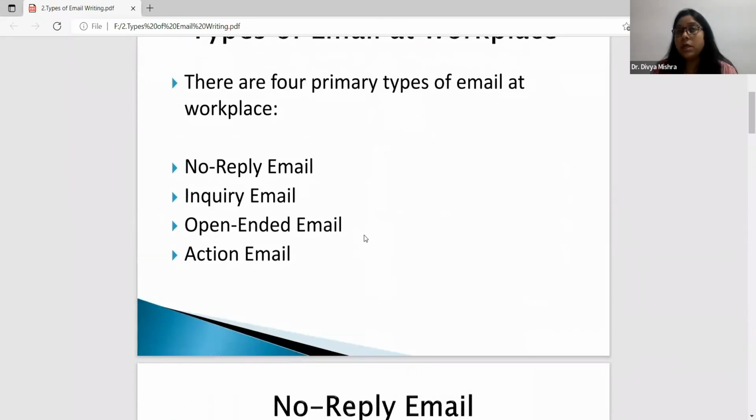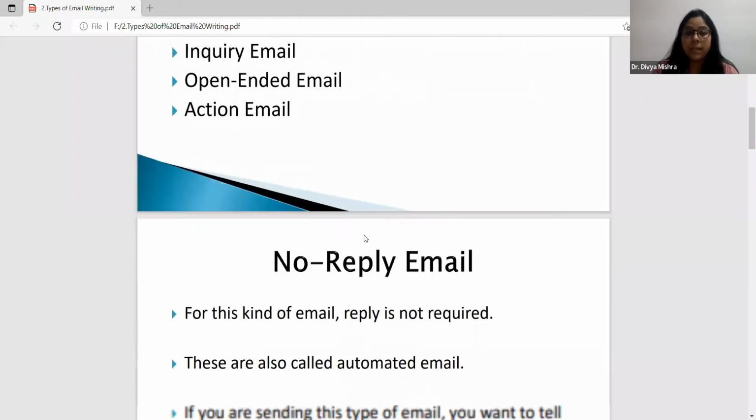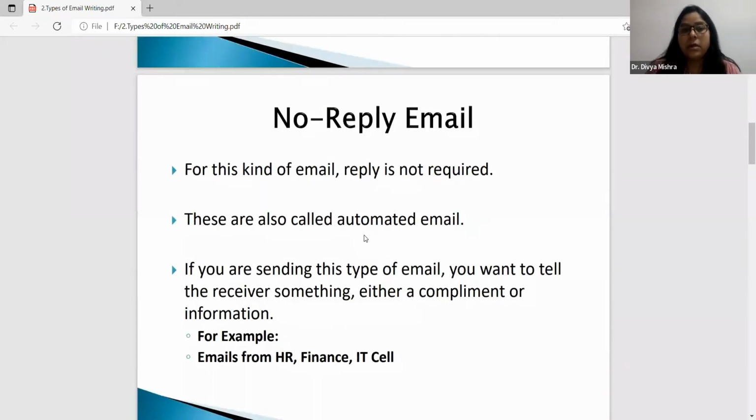Or suppose a complaint email. If you are lodging a complaint related to a product, suppose you purchased a product and it stopped working within 2 days of purchase, definitely you will lodge a complaint. If you are sending an email to the vendor, that vendor is supposed to send you a response email. So that will come under the category of action email. The same thing is explained here.